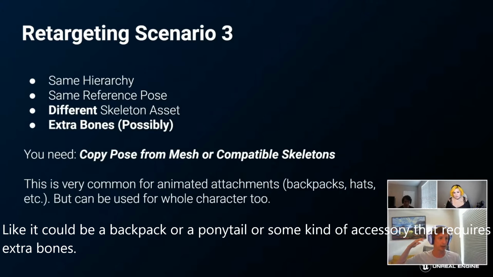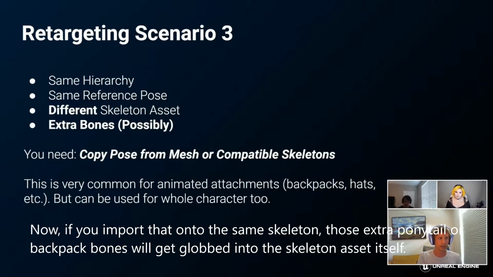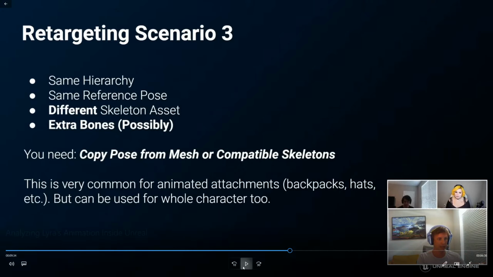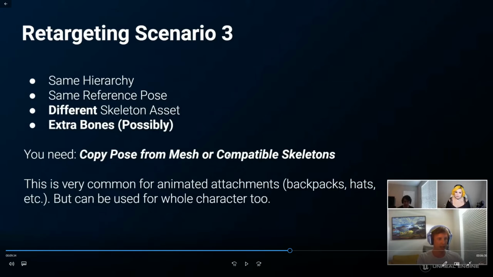Like it could be a backpack or a ponytail or some kind of accessory that requires extra bones. Now, if you import that onto the same skeleton, those extra ponytail or backpack bones will get globbed into the skeleton asset itself. This is something you often see in the skeletons of the Paragon assets or the characters on the marketplace. We actually use one of them in one of the samples demos I'm going to do later, the Twin Blast character, and you can see how they have all these extra bones for the gun, for the ultimate ability, which I think has like 20 bones or something, and it makes everything really cluttered.